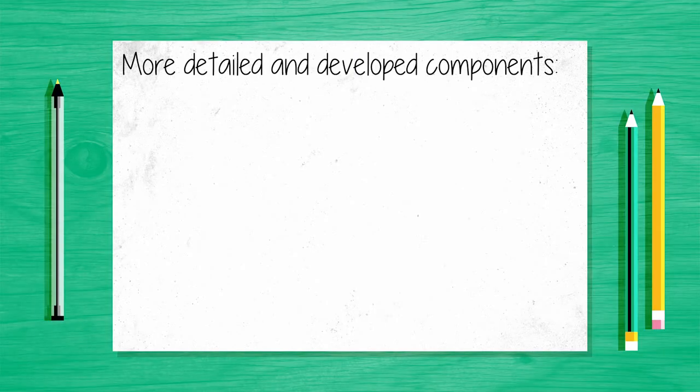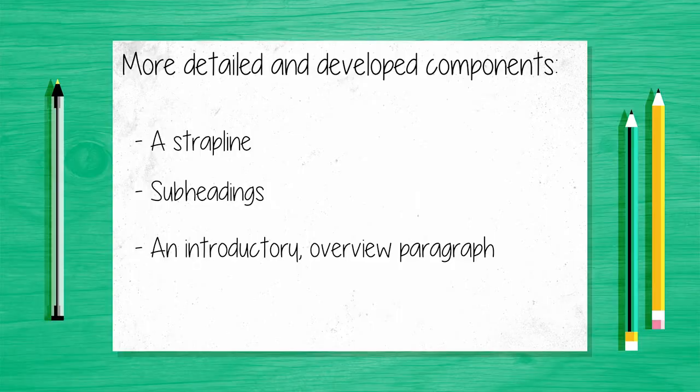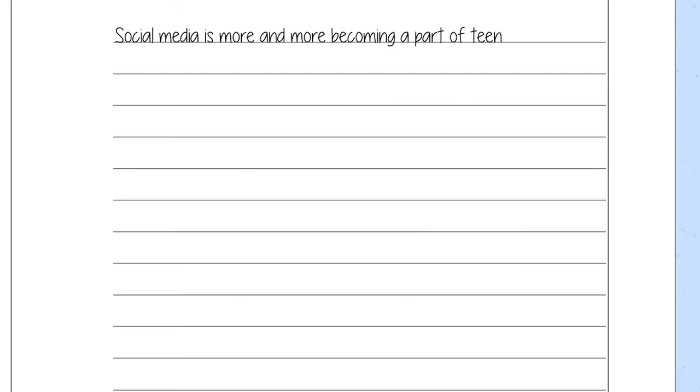Some other more detailed and developed components of an article include a strapline, subheadings, and an introduction overview paragraph. The strapline might be better known to you as the subtitle in a newspaper article. This is the short sentence given within the article's title. The strapline should sum up as briefly as possible the topic you are writing about, as well as your stance on that topic. For instance, if you were writing a piece explaining the possible danger of social media, a good strapline might be, "Social media is more and more becoming a part of teens' everyday lives, but should it?"